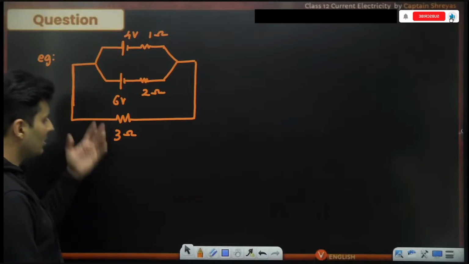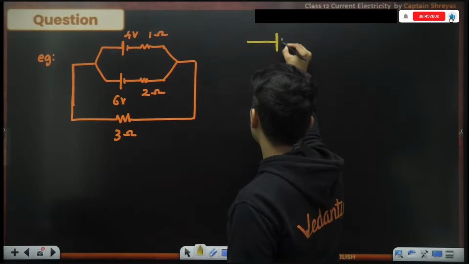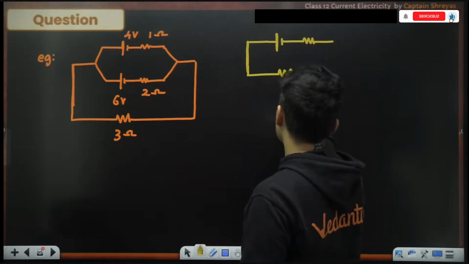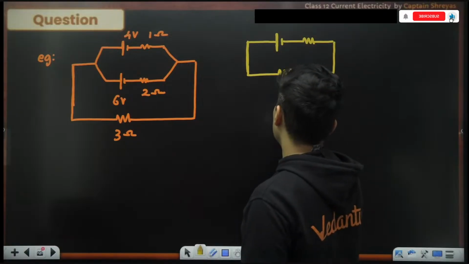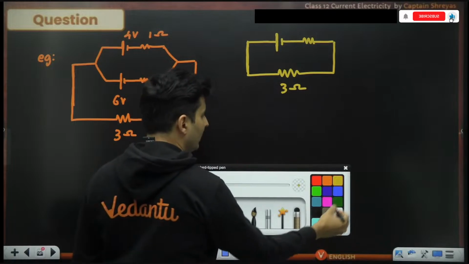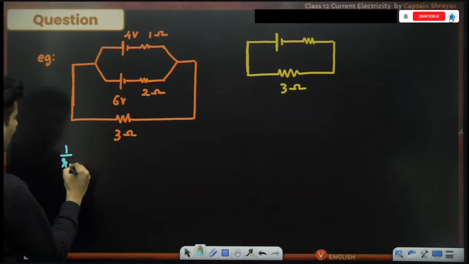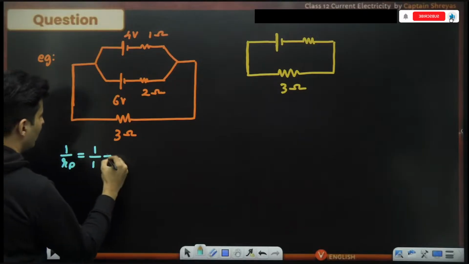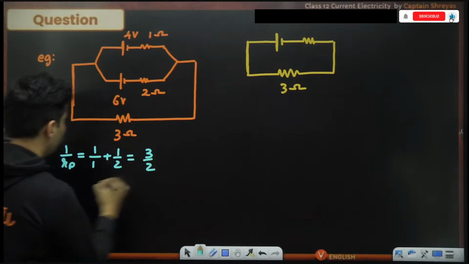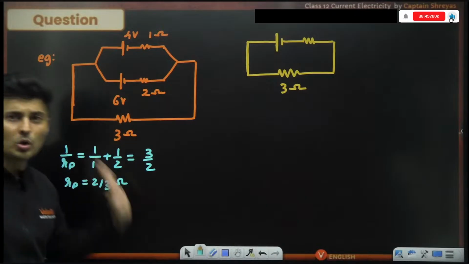Definitely we can. First of all, this circuit can be narrowed down into a single battery and a single internal resistance connected to this external resistance over here. This is 3 ohm. As you can see, they both are in parallel. So let's find out the equivalent parallel EMF and parallel resistance. First, starting off with parallel internal resistance, it will be 1 by R1 plus 1 by R2. How much will it be? 1 plus 1 by 2 is 3 by 2. So RP will be 2 by 3 ohms.